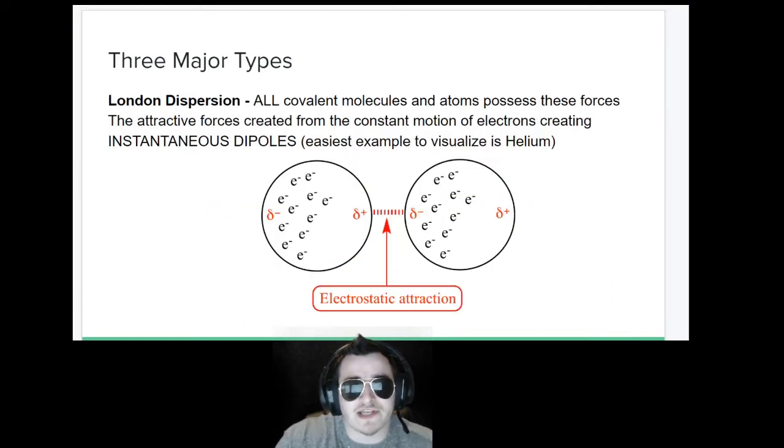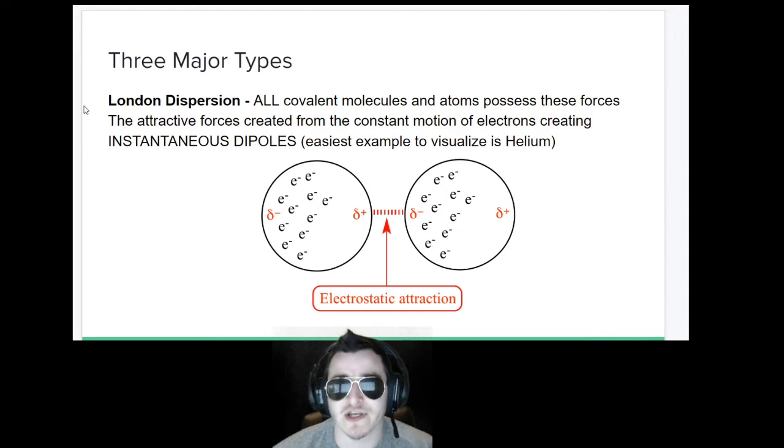The first on our list are what are known as London dispersion forces, or some teachers interchangeably use the term van der Waals forces, but we're going to stick with London dispersion forces. You might see us abbreviate LDF on sheets or quizzes or tests. You might see that online places. But the London dispersion forces, let's read this definition.